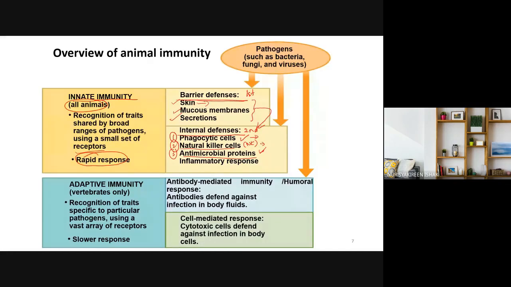Interferon will find body cells that are not yet infected by the pathogen. Okay, so this interferon will go to the healthy cell and warn the healthy cell to produce antiviral protein. Okay, so this will prevent the spreading of virus inside your body. Okay, we have the interferon. So that is one of the examples of antimicrobial protein.